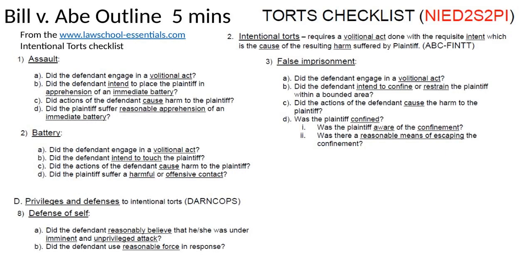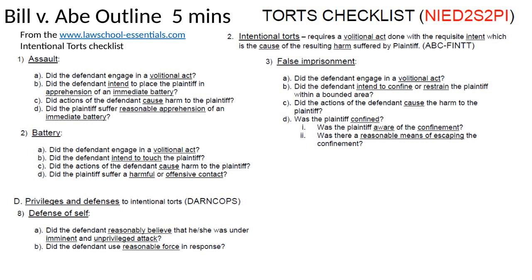So let's move on to the torts checklist. You should take 5 minutes to do this checklist. It's pretty easy. The intentional torts, there's always an intent and volitional act. And then the battery is an attempt. The battery is an attempted assault that succeeds, right? So they're very similar. And then defenses, I think that you could raise the defense of self-defense.